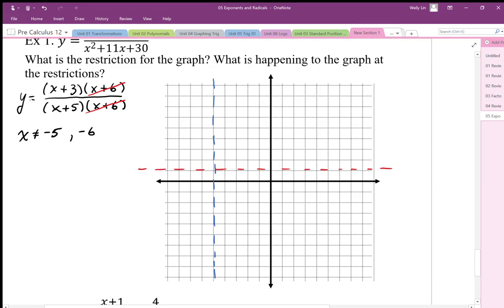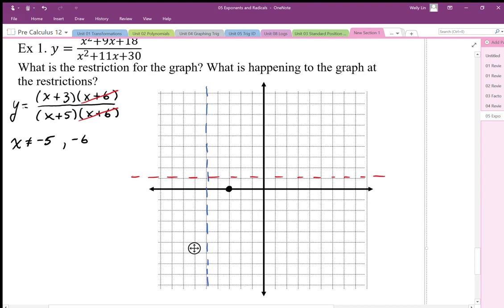We also know that when the numerator is equal to 0, the whole expression is equal to 0. So at x equals negative 3, we know it crosses the x-axis. There's a solution at x equals negative 3 here. So what we're going to do is sketch this graph. We're going to graph it through here like this.